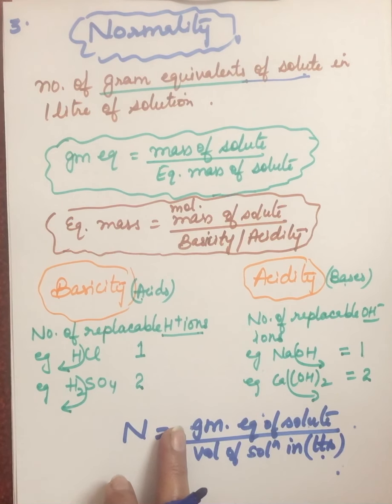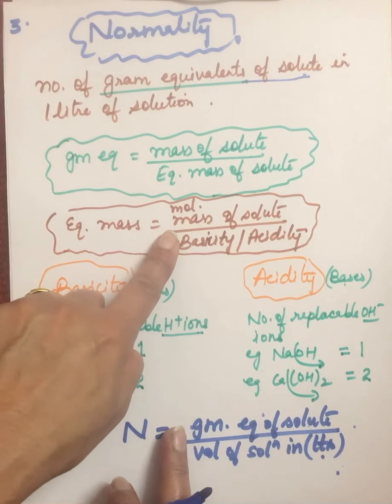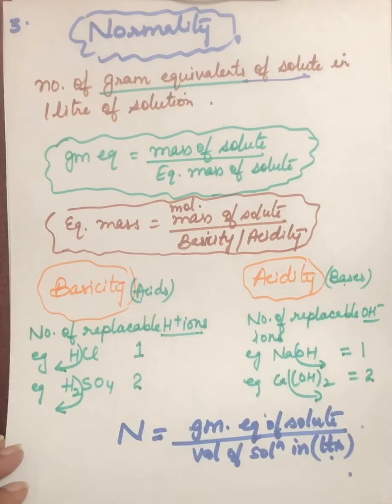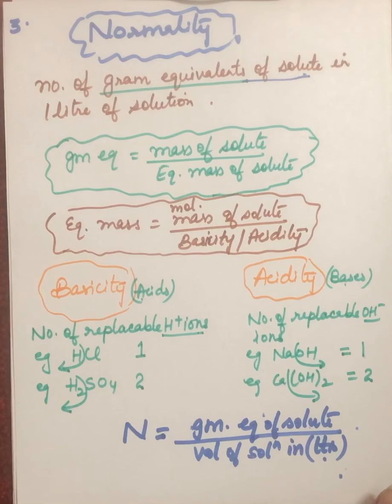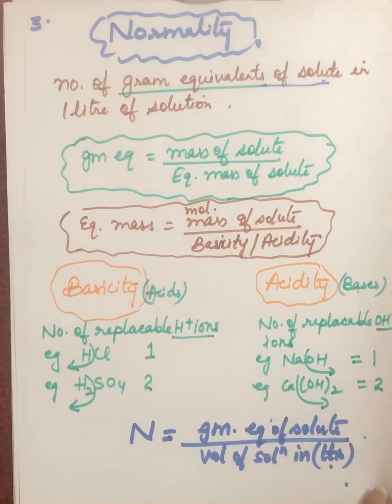And to find out gram equivalents, what we need? To find out the gram equivalents, we are dividing the mass with the equivalent mass. And equivalent mass, how we can find out? Molar mass divided by basicity, or by dividing it with acidity, we can find out the equivalent mass. Now, one numerical to understand what is normality.